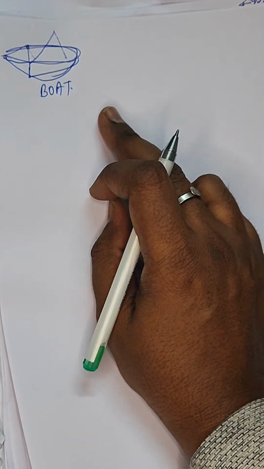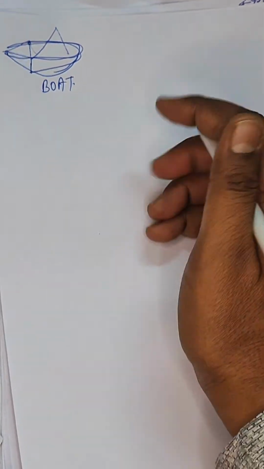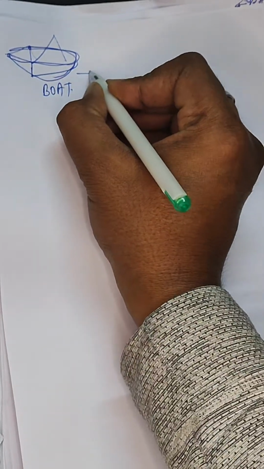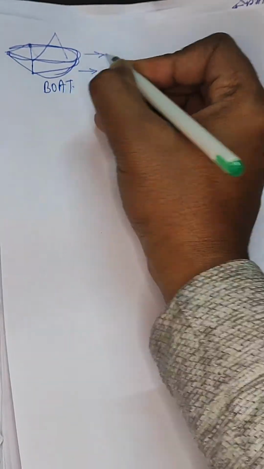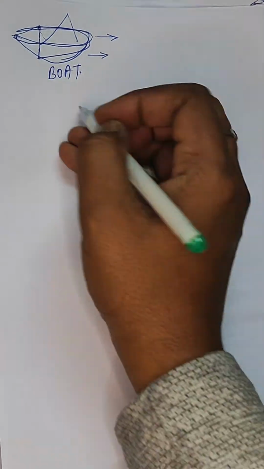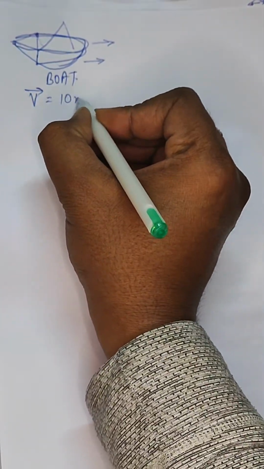The question is that a motor boat moving with a constant velocity of 10 meter per second. So this boat is moving with a constant velocity, moving into the right direction, let us say, right. So it's given that the velocity of the boat is 10 meter per second, right.